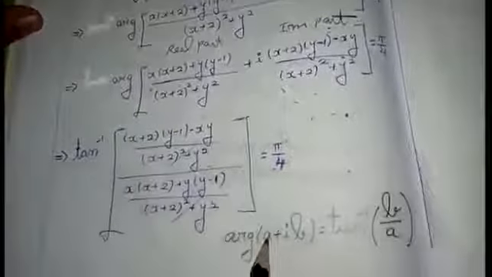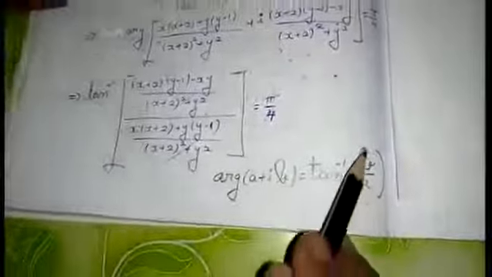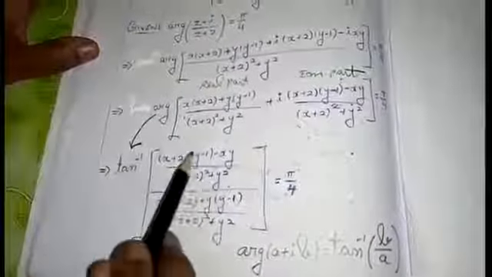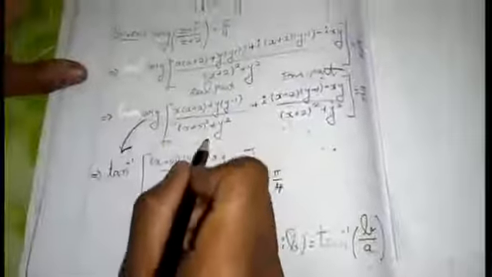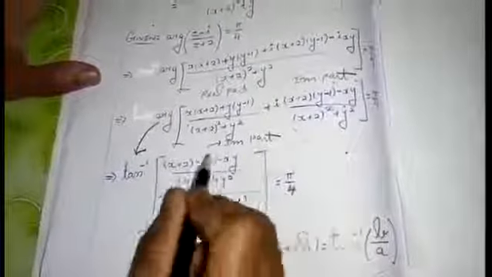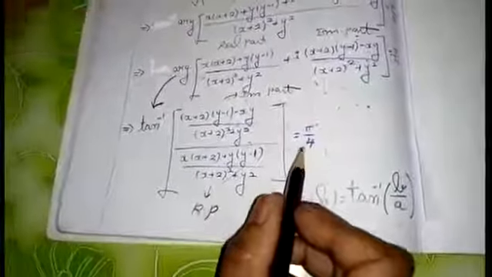Before doing the sum, just see here. The argument of a plus ib, that is real part plus imaginary part, can be written as tan inverse of b by a, that is imaginary divided by real. I am converting this argument using the formula, tan inverse of imaginary part divided by real part. This is the imaginary part, students, you are having the imaginary part in fraction form, and similarly the real part also in the form of a fraction, equal to pi by 4.